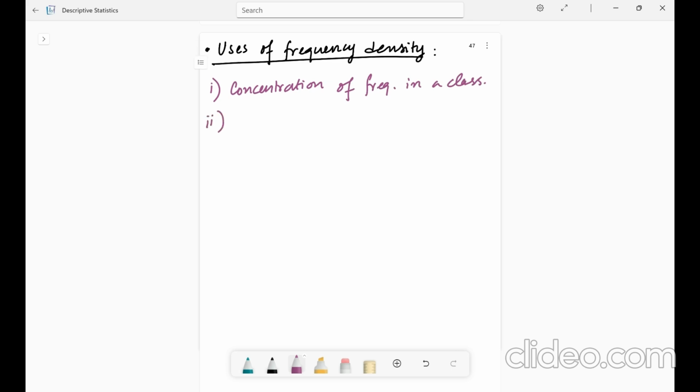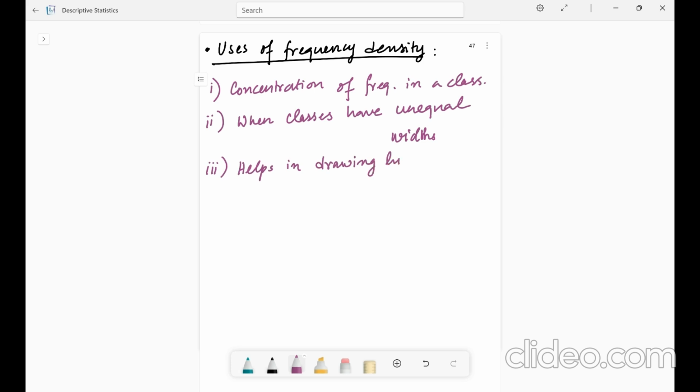Next is it is useful when classes have unequal widths. Okay. Third point is helps in drawing histograms for any unequal classes. Point number 4 is makes comparisons fair when intervals are not the same.